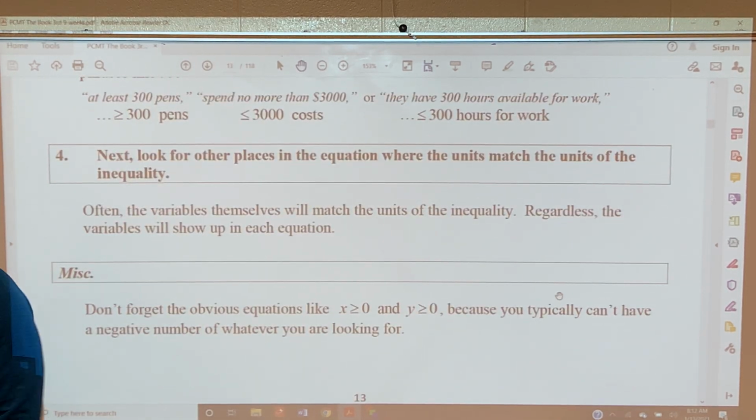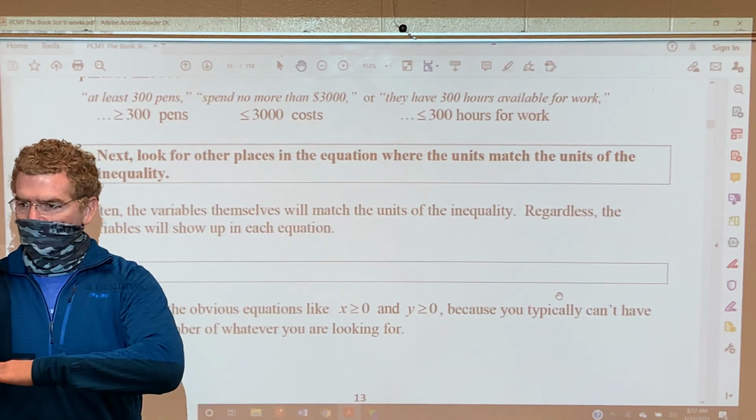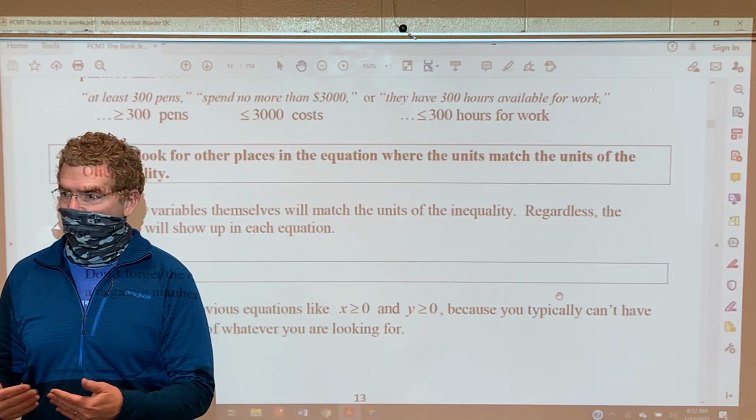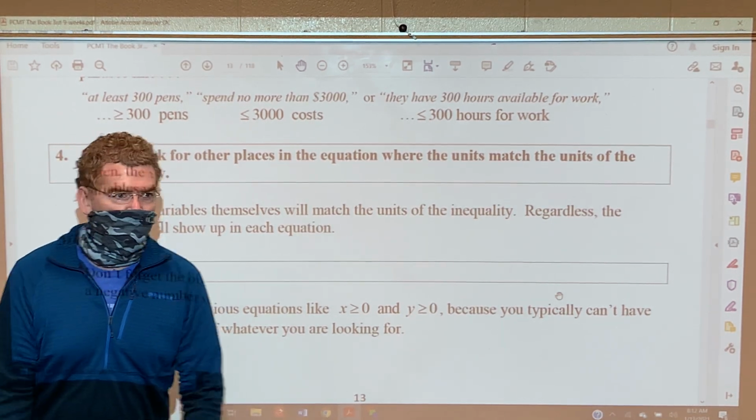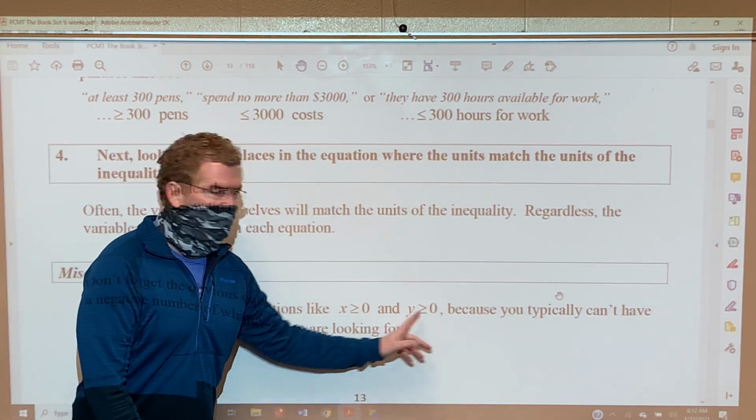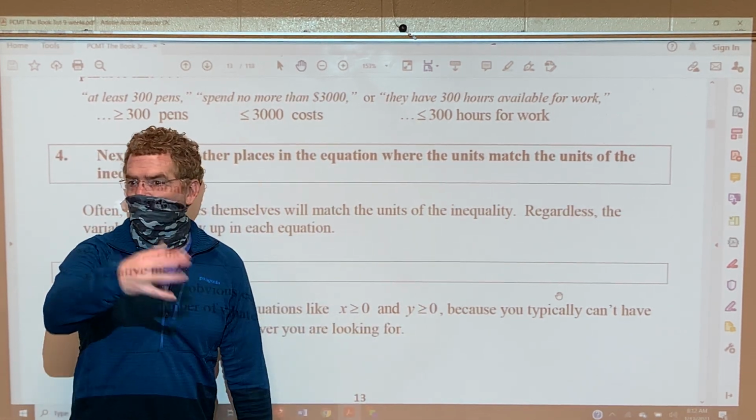All right? And then the last thing is, even though I know it's in the first quadrant, if I ask you for the equations that represent these inequalities, these are understood. Make sure you write them. Unless there's some other unit that trumps it.